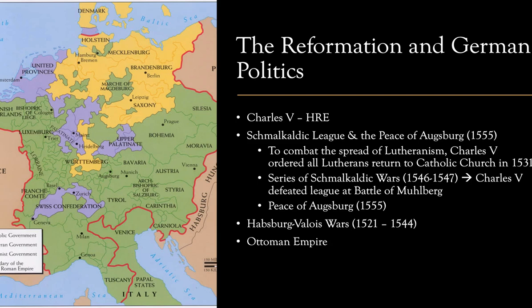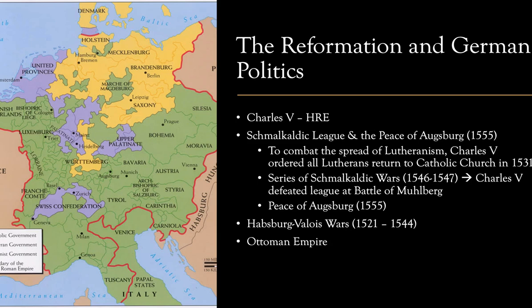So we've already learned a little bit about Martin Luther and the Protestant Reformation, but let's talk about some of the actual manifestations of combat, starting with the Schmalkaldic League and the eventual Peace of Augsburg. So to combat the spread of Lutheranism, Charles V ordered all Lutherans to return to the Catholic Church in 1531. So he felt that as Holy Roman Emperor, he could make this decree. But that's not, of course, what happened.